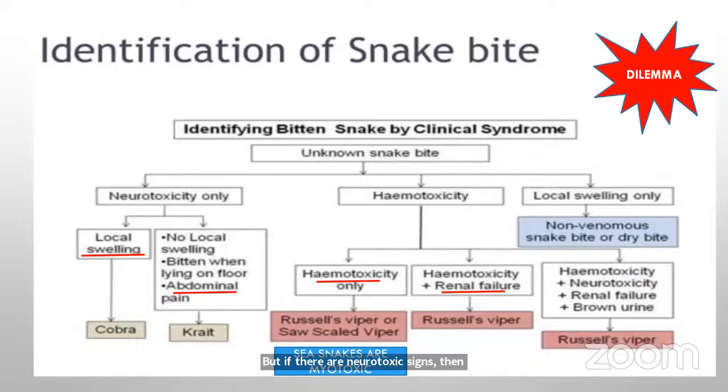If there are neurotoxic signs with local swelling, then it is usually cobra. If it is neurotoxic signs without local signs, then it is usually krait. Hematotoxic manifestations, if only hematotoxic, it is usually Russell's viper or saw-scaled viper. But if it is hematotoxic with renal failure, it is usually Russell's viper. So this is the way we usually classify which type of snake has bitten the patient. These snakes are myotoxic.